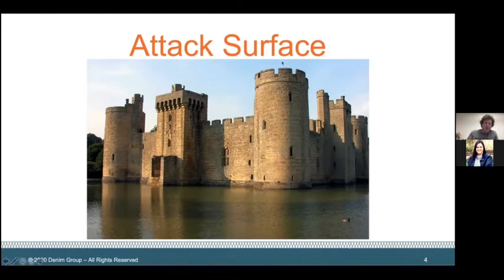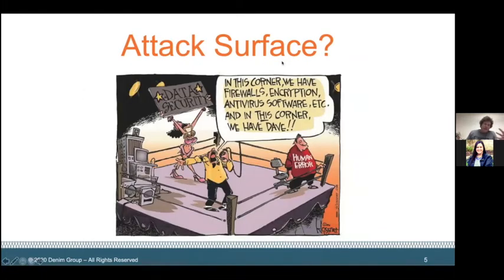Attack surface can mean a lot of things. I include this cartoon that some people enjoy, some people don't. But it looks at the concept of your user being an important part of the attack surface. That's certainly the case. We're not trying to user shame with this, but if you're thinking broadly about attack surface, it should encompass things like your human user.